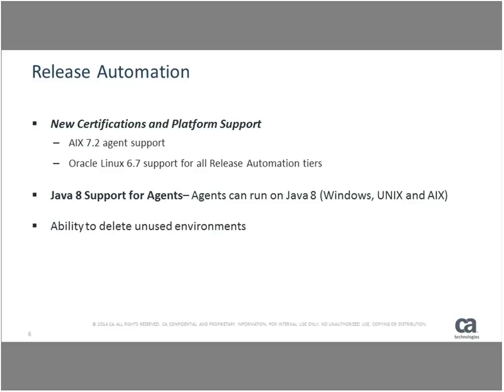So in 6.2, we focused on two different technologies. The first one is AIX 7.2. It means that the agents can now be deployed on that platform, and therefore deployments can take place on these types of systems. And we also have support for Oracle Linux 6.7. It's across the whole architecture of release automation, meaning that the actual product can also be installed on that platform as well.